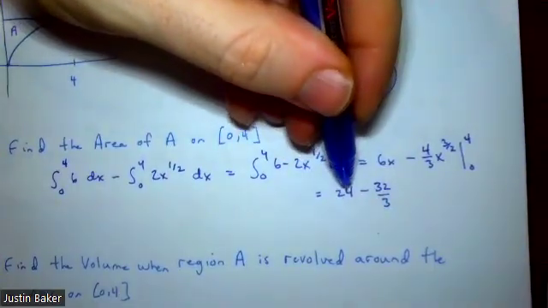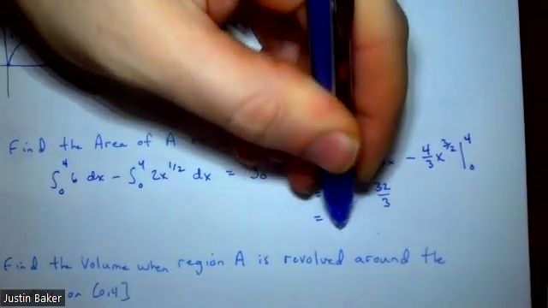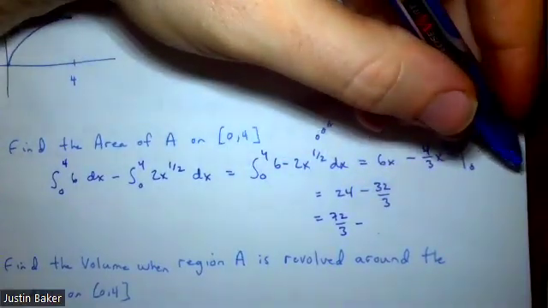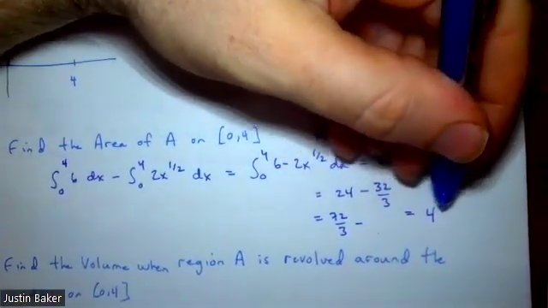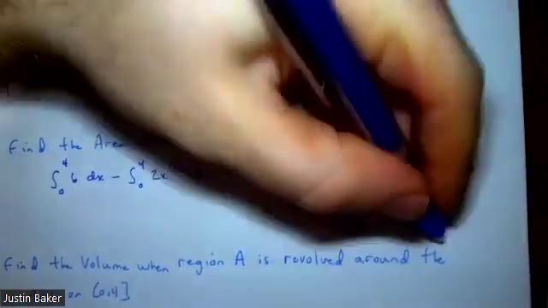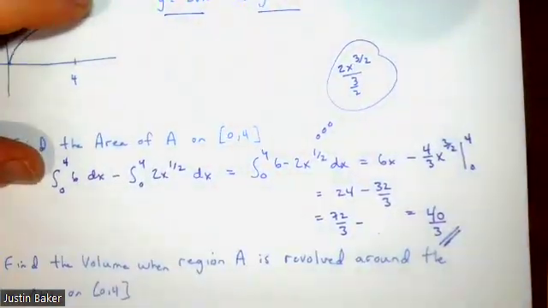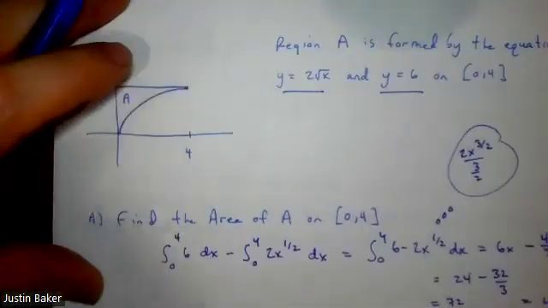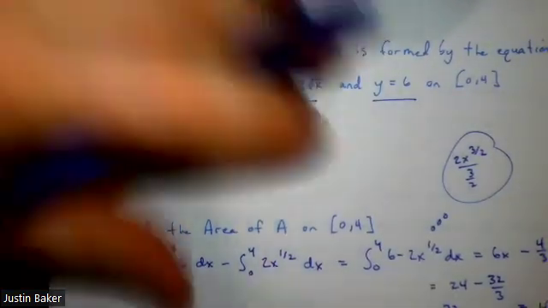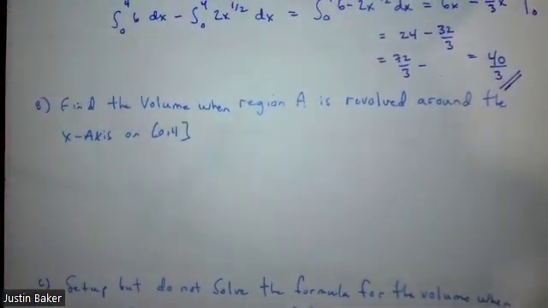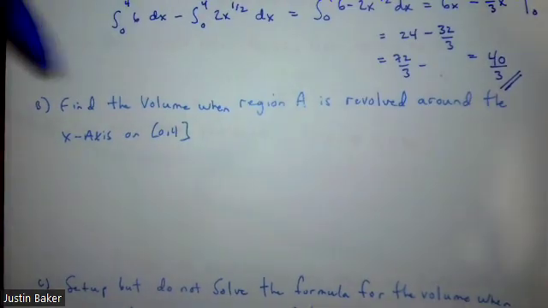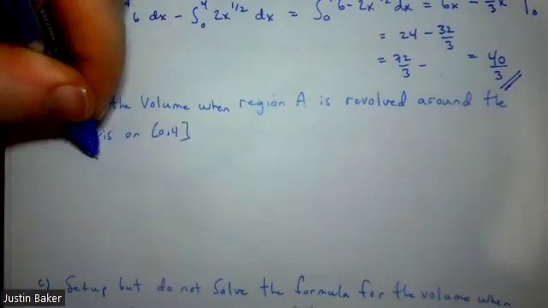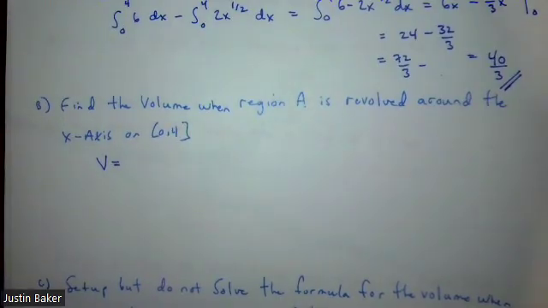We would need to transform this to be 72 over 3 minus 32 over 3, which should give us 40 over 3. Okay. When we're finding the volume, we have to be careful here because we have two equations. So this goes back to the washer idea, and when we do that, it's going to be the outer minus the inner. So when we find the volume of region A, we're going to say volume is equal to the outer function.